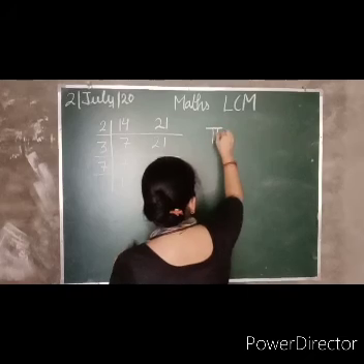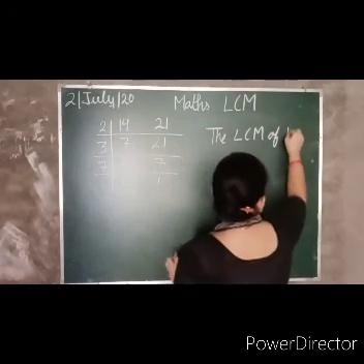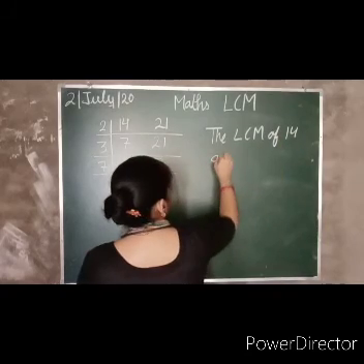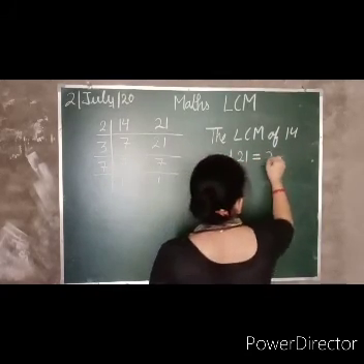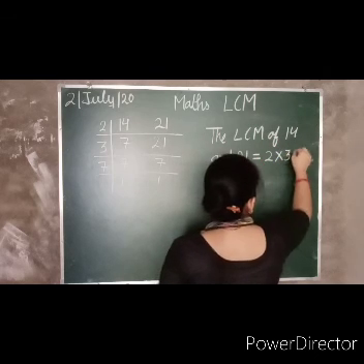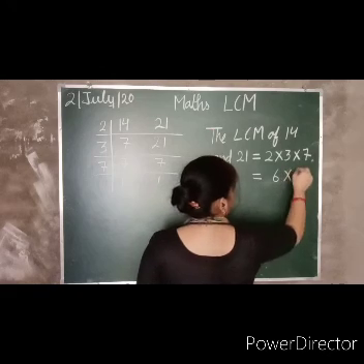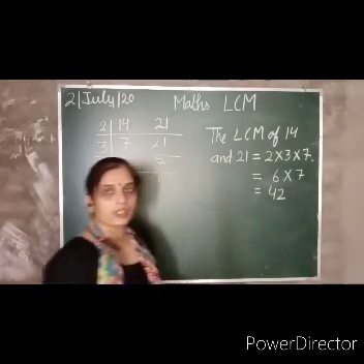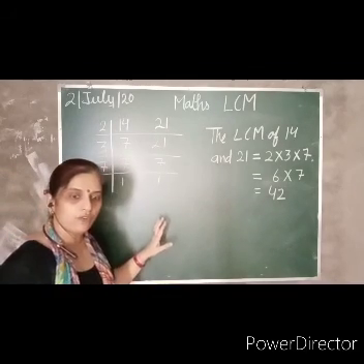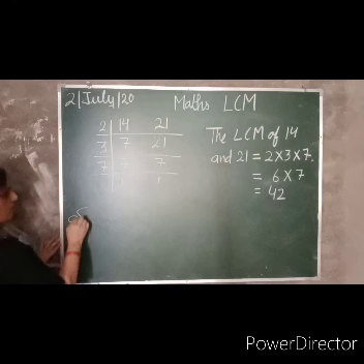Now the LCM. The LCM of 40 and 21 is equal to 2 multiplied by 3 multiplied by 7. 2 3s are 6 multiplied by 7. 7 6s are 42. It means our required answer is 42. So now let's write the answer.